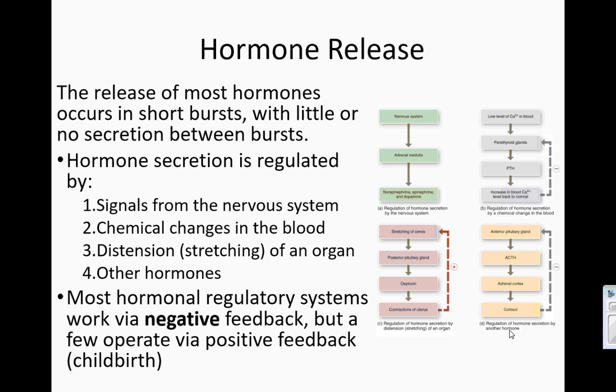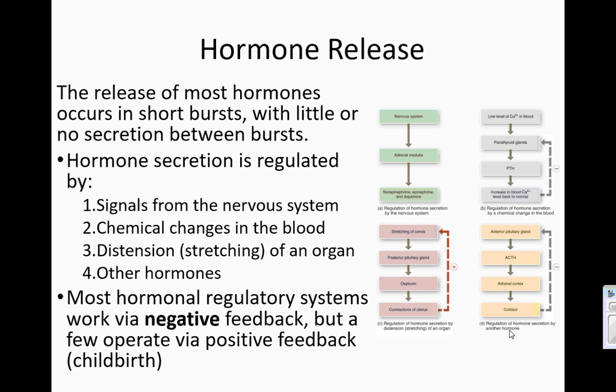On the right here, letter A is showing, number 1, signals coming from the nervous system, which we've seen before. Remember from previous lectures, whenever the sympathetic nervous system is activated, we release a lot of epinephrine or adrenaline, and then smaller amounts of norepinephrine and dopamine. And that's part of that fight or flight response that we've talked a lot about this semester.